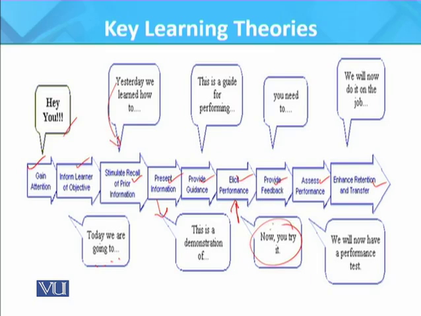Provide feedback: now based on the performance, you say, okay, you need to improve or you need to do this. Then assessing the performance: we will have a performance test. So testing. And then enhance retention and transfer. This is the 9th level, which says we will now do it on the job, or we will now do it formally, or we will do it finally. So these are the 9 stages or 9 levels which Gagne has proposed.